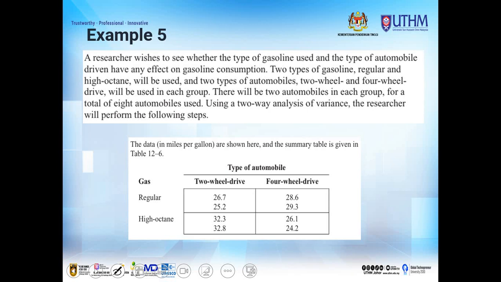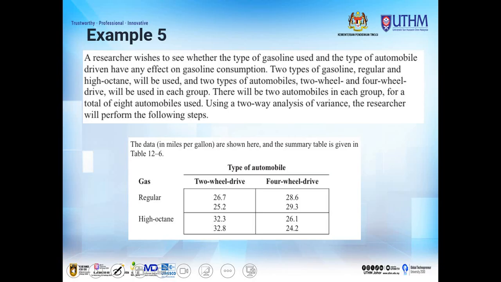Example number 5. A researcher wishes to see whether the type of gasoline used and the type of automobile driven have any effect on gasoline consumption. Two types of gasoline, regular and high octane, will be used, and two types of automobiles, two-wheel drive and four-wheel drive, will be used in each group. So there will be two automobiles in each group, for a total of 8 automobiles used. Using two-way analysis of variance, the researcher will perform the following steps.